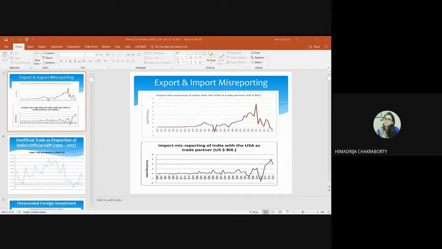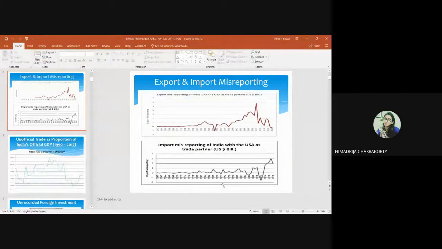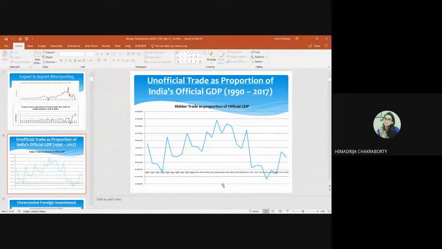Sir, the graph on unofficial trade as a proportion of India's official GDP. If you could please explain this in simple language, what it intuitively tells us.